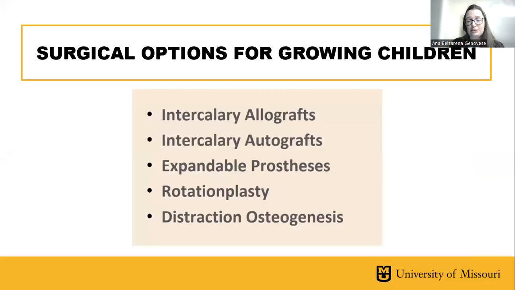And what we do with kids, because as you know, kids are growing, the bones are changing. If you put metal in there, that's not going to grow. So in kids, we have to think of different options. One option is intercalary allografts. That means bones that are from a cadaver, from the bone bank.